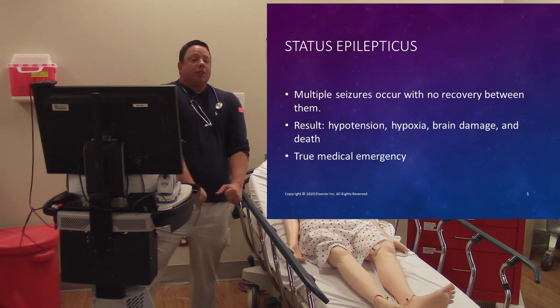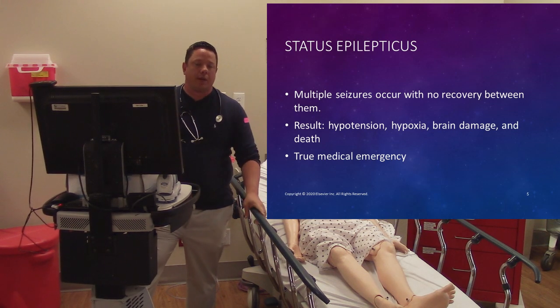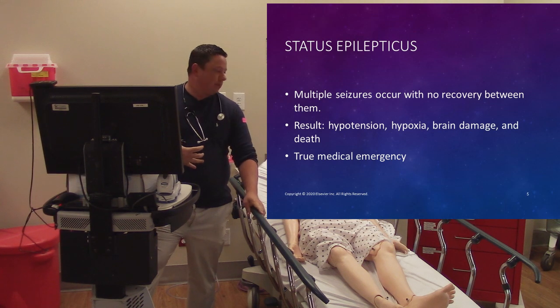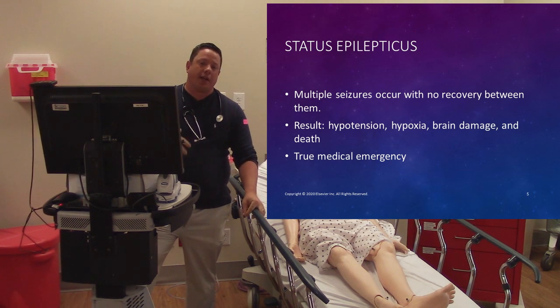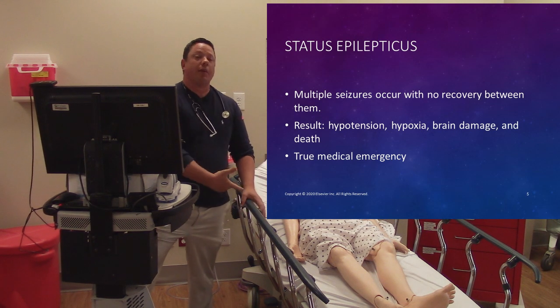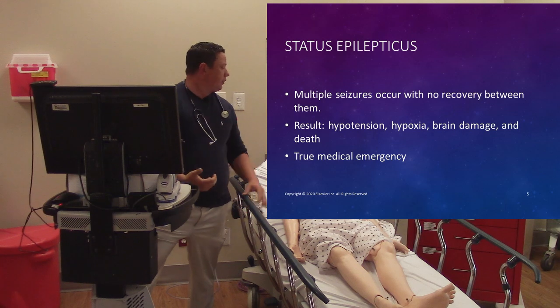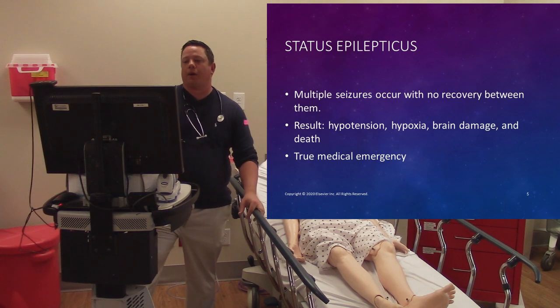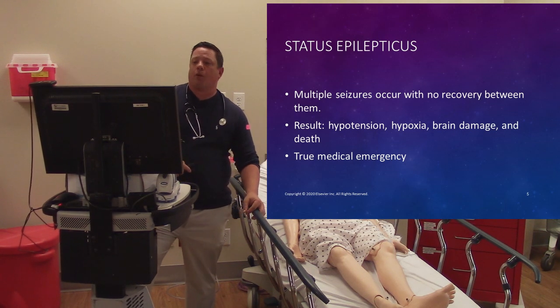And if you have multiple seizures, what's the risk for the patient, right? They're not breathing. They're going to have hypoxia, right? They're going to have a lack of oxygen going to their brain. That's why post-seizure, we're going to give them medication to stop the seizure, like a benzodiazepine, but we're going to put oxygen on them. We're going to hyperoxygenate them. It's a true medical emergency.